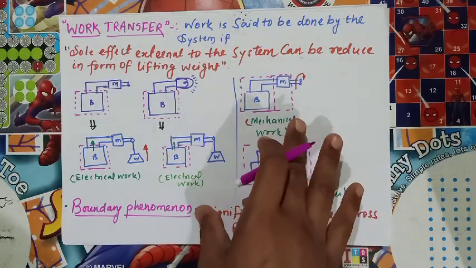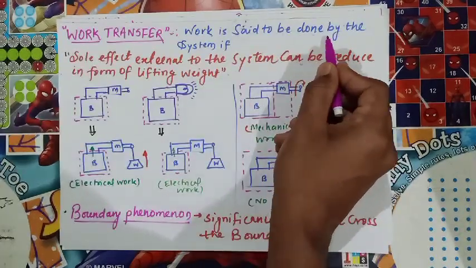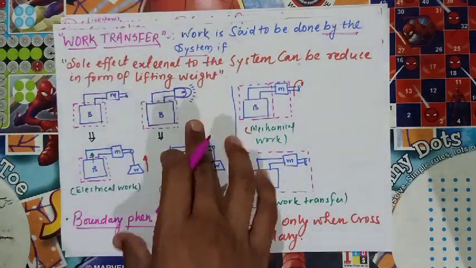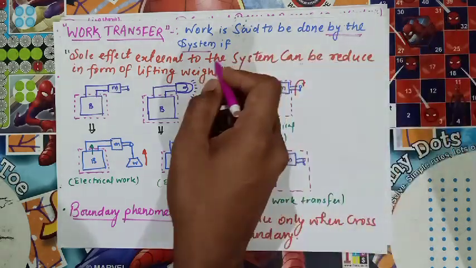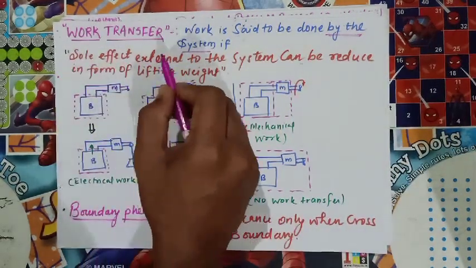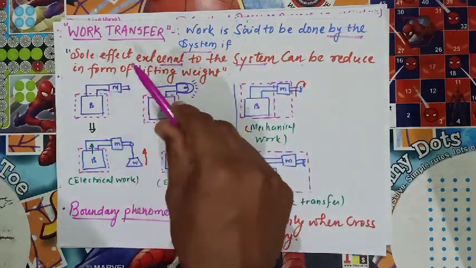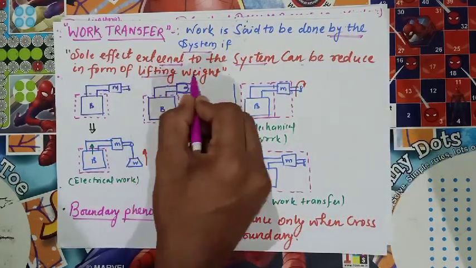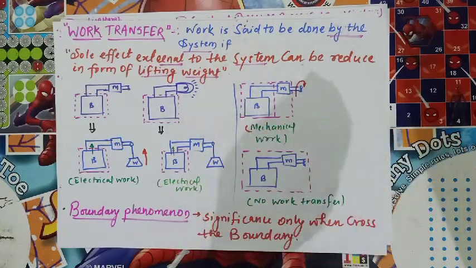But in thermodynamics, work is said to be done by the system. Okay, this "by the system" is important here. Okay, so work is said to be done by the system if the sole effect external to the system can be reduced in the form of lifting weight. Okay, I know that this sentence seems to be a little tougher, but let's make it easy.